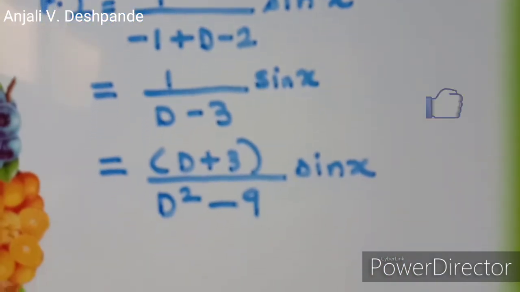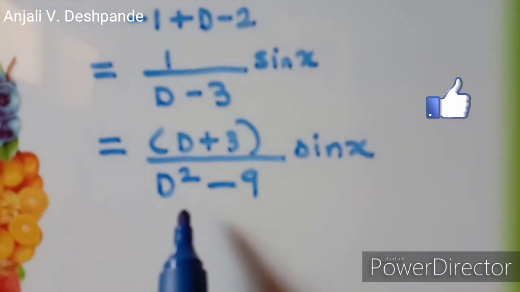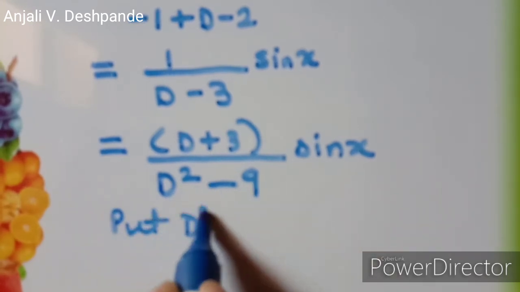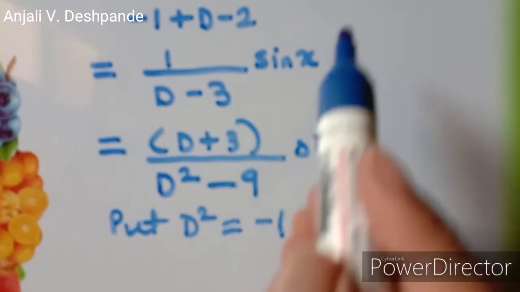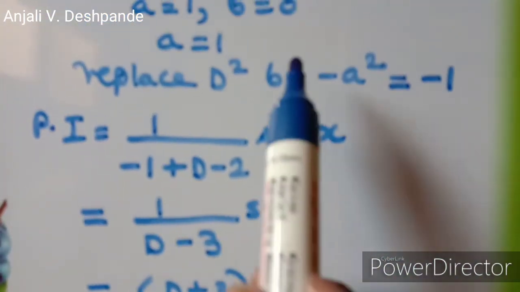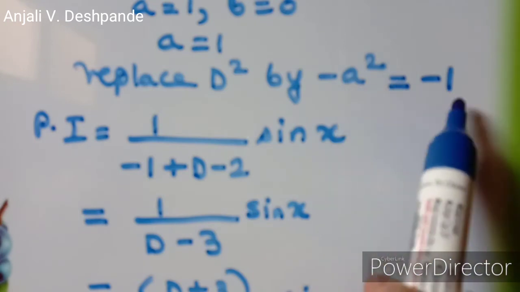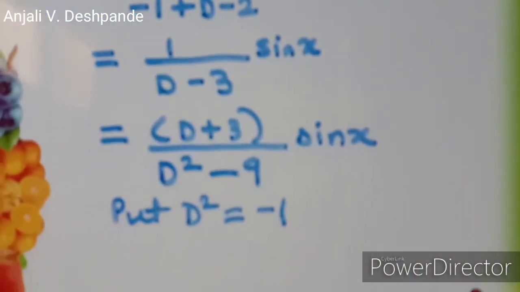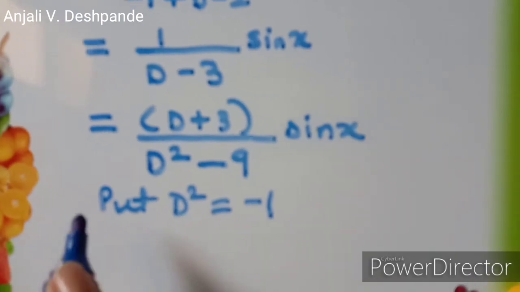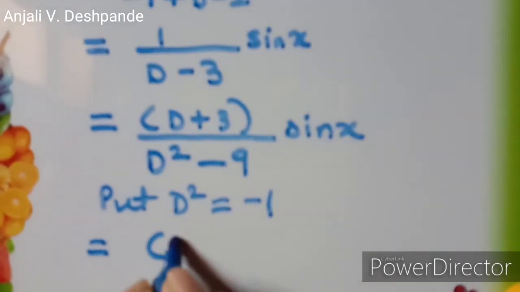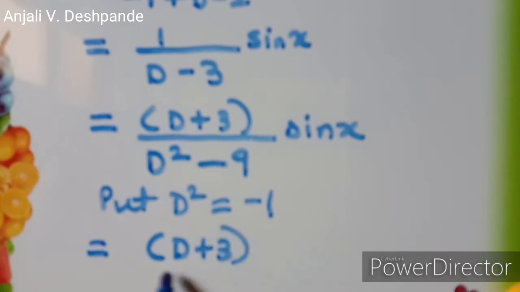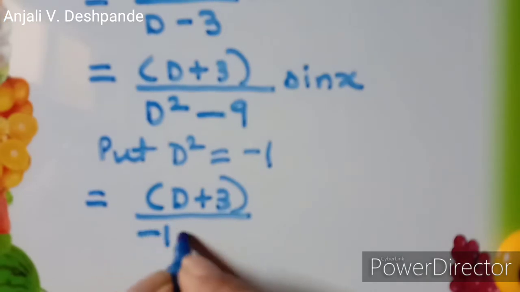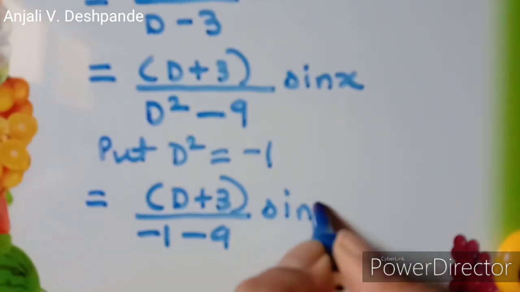And now we are going to put D squared equal to minus 1. Why? Because we have to replace D squared by minus a squared, and in our problem minus a squared is minus 1. So therefore here we will put D squared equal to minus 1. This will give us D plus 3 divided by minus 1 minus 9, sin x.